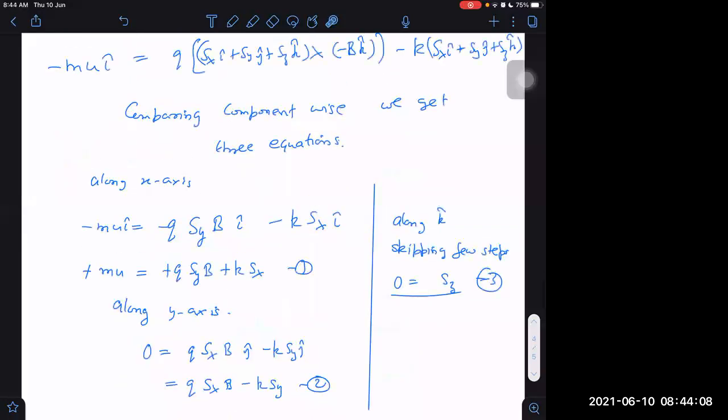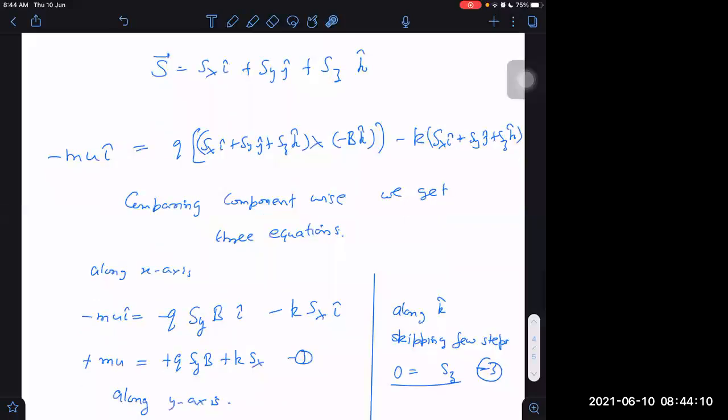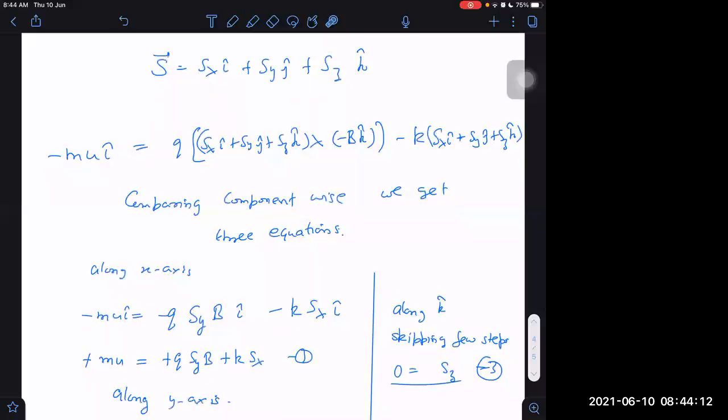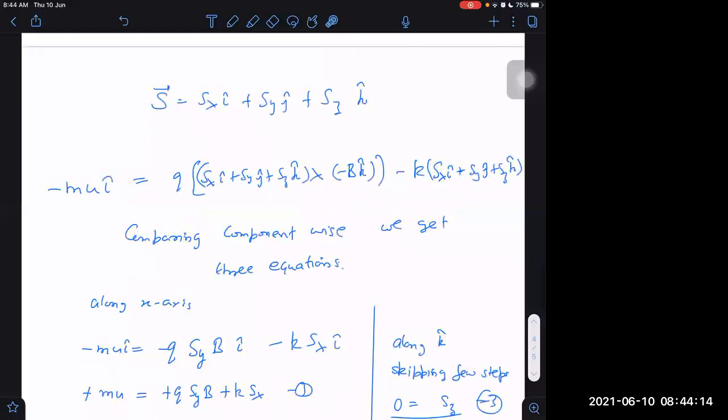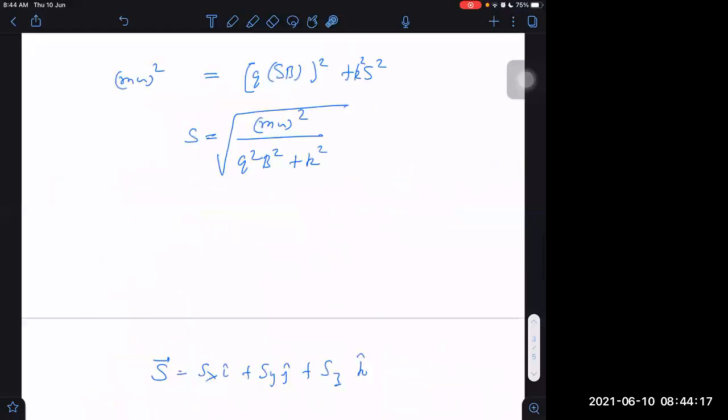Sir, time completed. Sir, can we find the path traveled by the particle, sir?